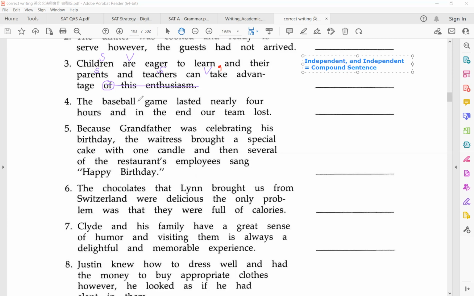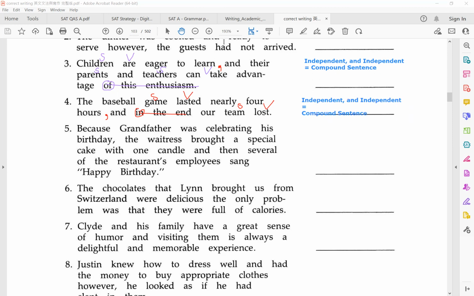Number 4, the baseball game lasted nearly 4 hours. Cross out in the end, our team lost. So again, 2 independent clauses. I need to use comma and. So independent, comma, and independent. And that is our compound sentence.